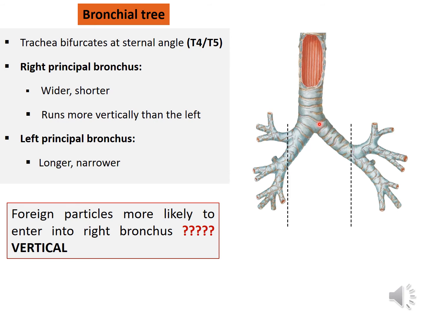Due to the positional difference of the right and left principal bronchi in relation to the trachea, whenever you inhale foreign particles, they are more likely to enter the right bronchus and the right lung. That is the reason infections are more common in the right lung compared to the left lung. I'll repeat, the right principal bronchus is more in line with the trachea, because of which inhaled foreign particles are more likely to enter the right bronchus and then the right lung.